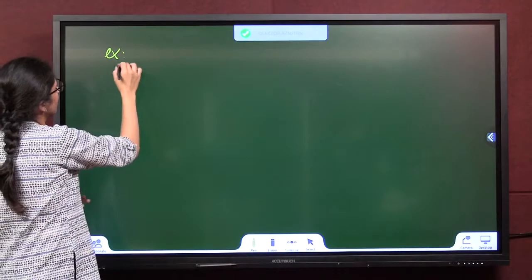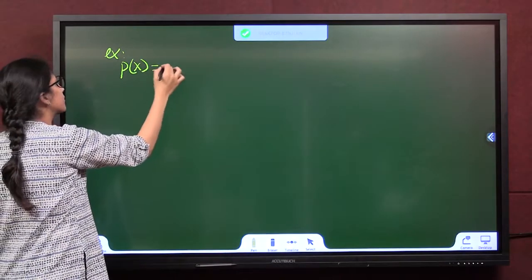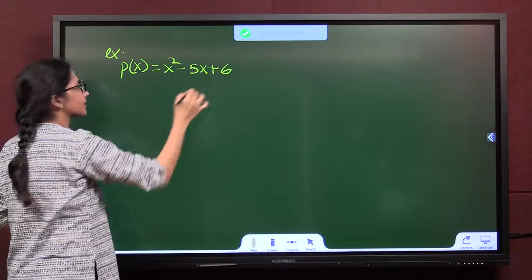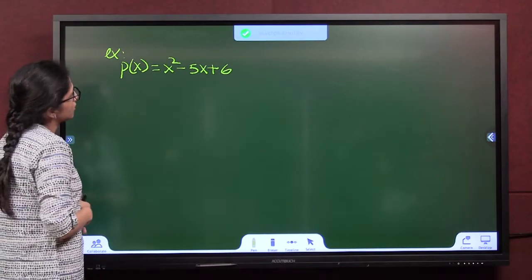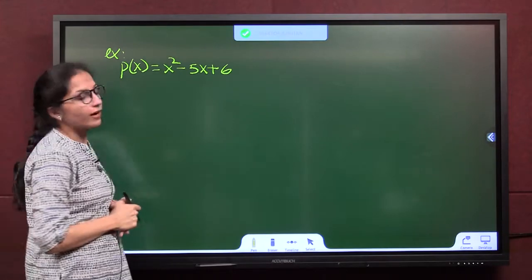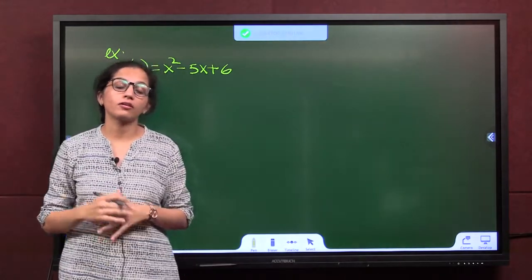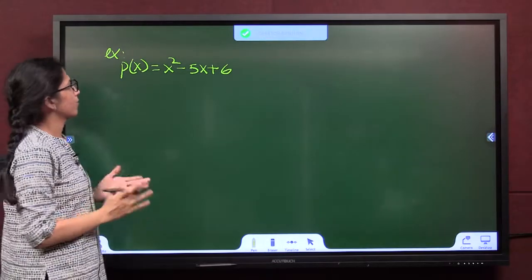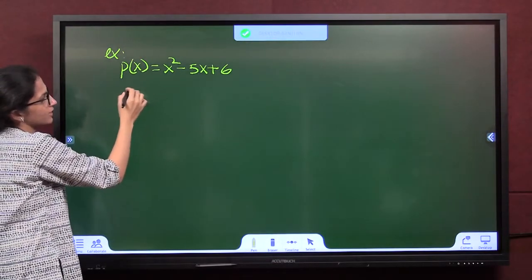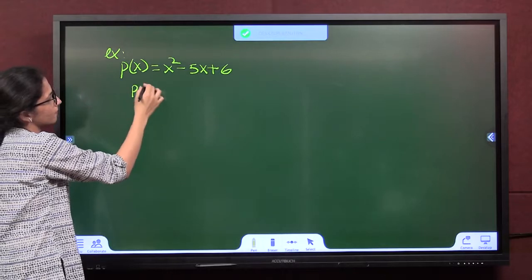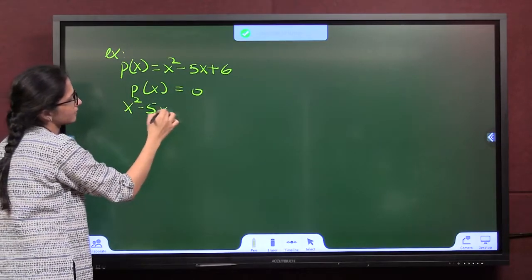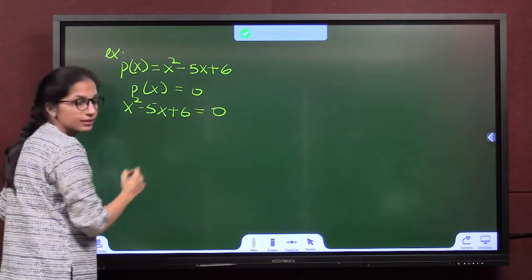So next example. P of x is equal to x square minus 5x plus 6. See, you have to find the value of x that makes the polynomial 0. That means find the zeros of the polynomial. What is the step I told you? Take p of x as 0. So first you take p of x as 0. So x square minus 5x plus 6 is equal to 0.